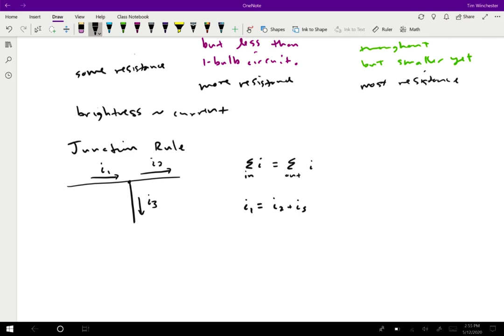So essentially, the current splits. Some of it goes down I2, some goes down I3. It almost certainly does not split 50-50, so you cannot assume that it is going to split in half. But what you can assume is that I2 plus I3 will add up to be I1. How it splits depends on literally everything else in the whole circuit, so you can't tell until you actually do some calculations. But you do know that this relationship will be true.